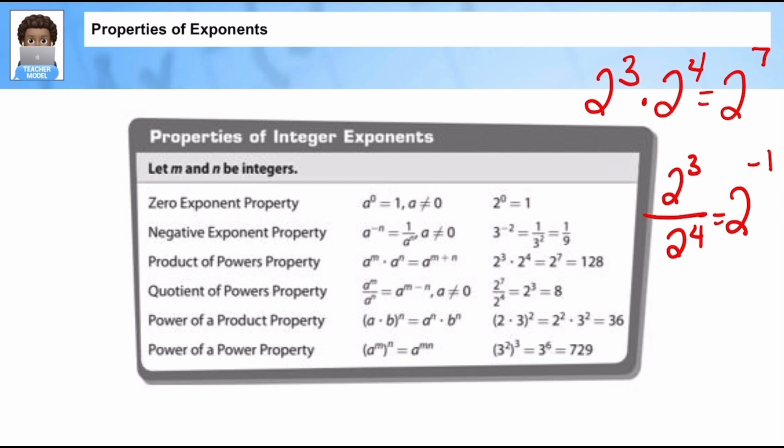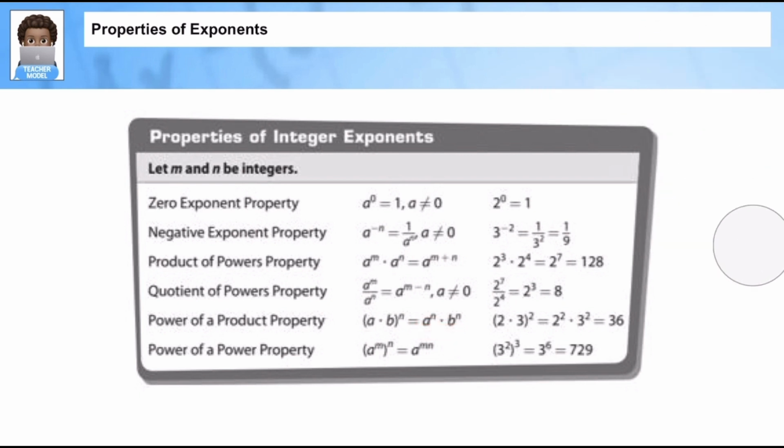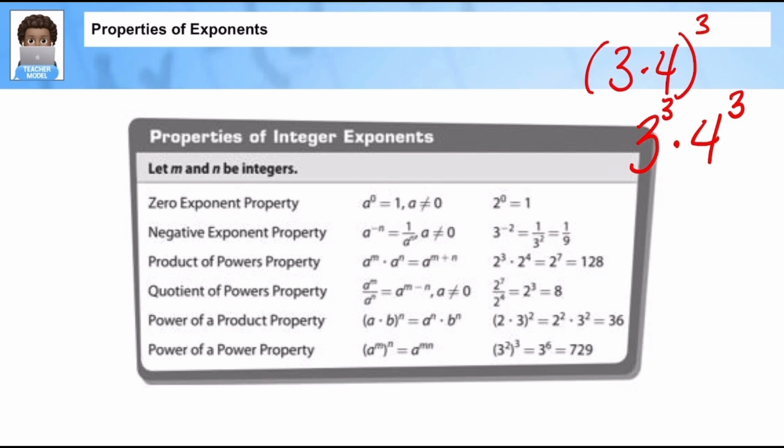Then we're going to look at the power of products rule. Now these next two, they look very, very similar, so I wanted to make sure you know the difference. The big difference here, the power of a product, you have two numbers inside of parentheses and you have an exponent on the outside. So all you're going to do is split those two numbers up with the same exponent. So what does that look like? Let's say you had 3 times 4, all to the 3rd power. You're going to do 3 to the 3rd power times 4 to the 3rd power. And then you're going to simplify and solve that answer.